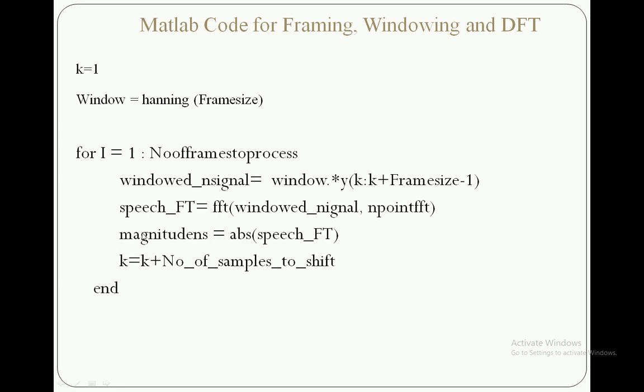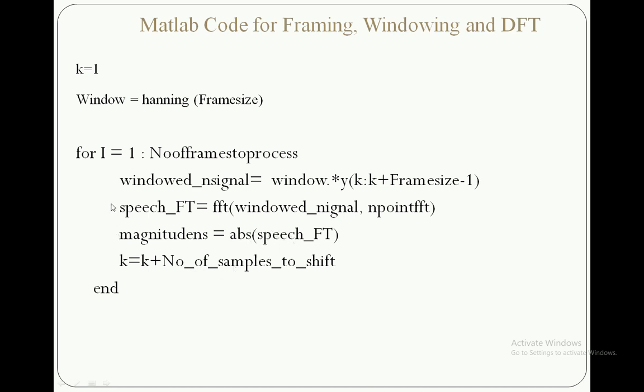Now for the second frame we have to calculate, so we increase this k by the number of samples to shift. The second frame starts from the 65th sample. The number of samples to shift here is 64, so k is now 65, and I is equal to the second frame. For the second frame, we multiply the window with Y from the 65th sample up to 65 plus 160. Again we get 160 samples, we get the FFT, and from this we get the magnitude. Here the absolute value gives you the magnitude of that coefficient.